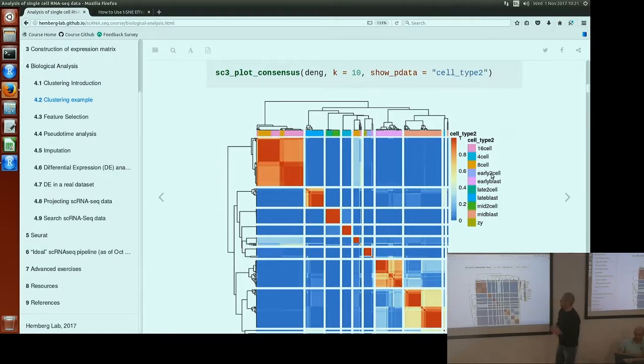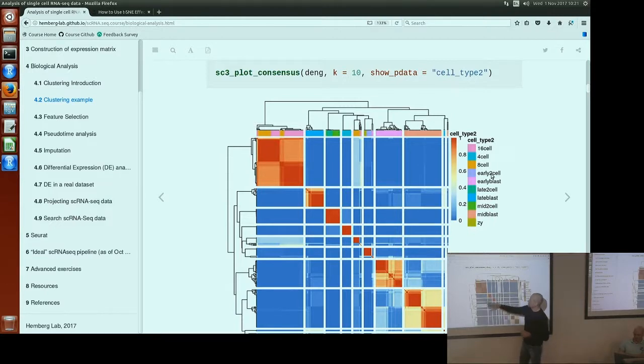And what it does, as I mentioned in the description of SC3, SC3 runs a couple of different dimensionality reductions. It also uses different distance measures to calculate distances between the cells. Then, by combining all these different parameters, it will calculate lots of different clustering solutions. And then, at the end, it will collapse all these clustering solutions into one by using a consensus approach. What you see here is the consensus matrix for the data set.